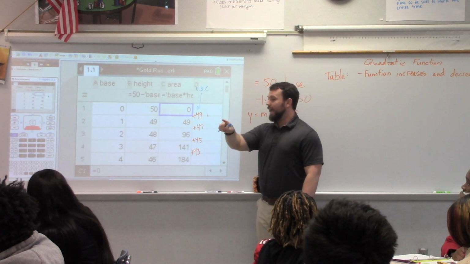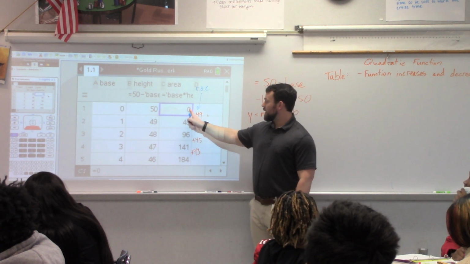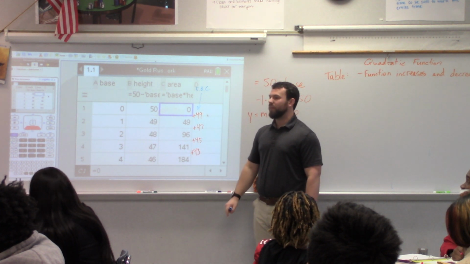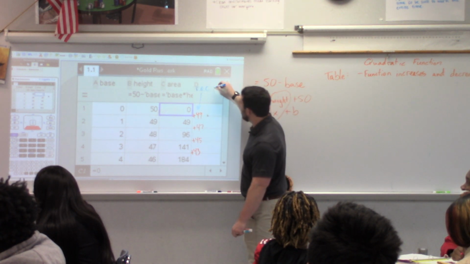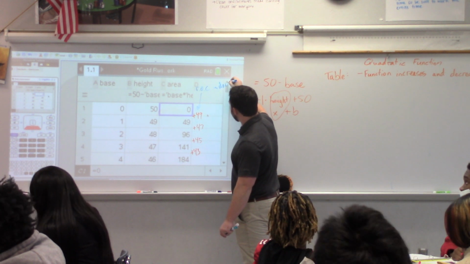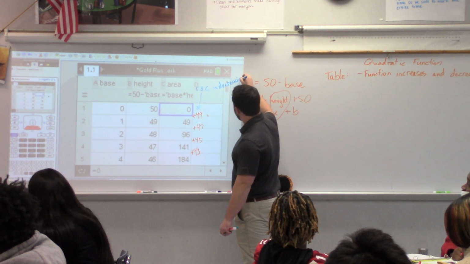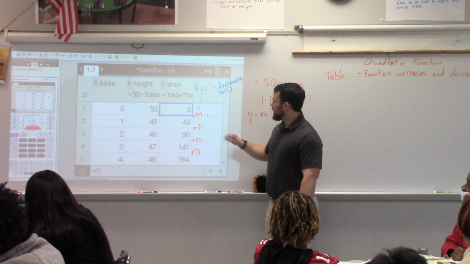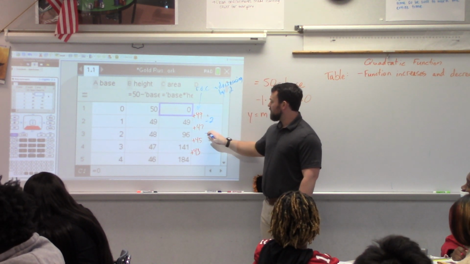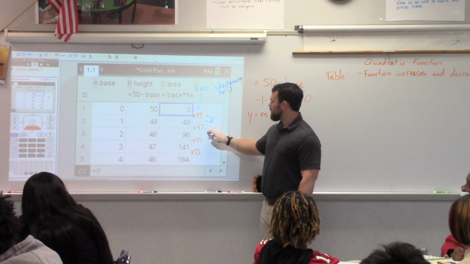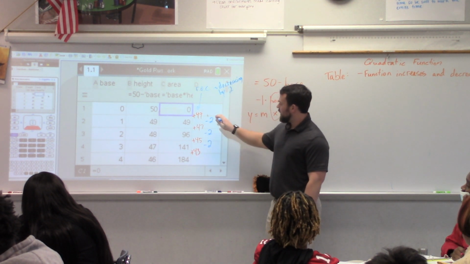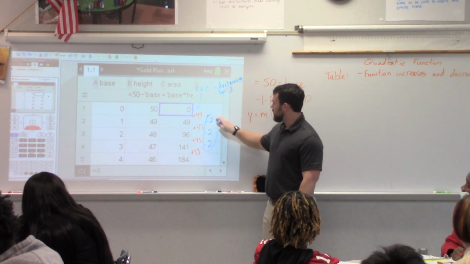Because notice the area is not constant, right? The area increases by 49, then it increases by 47, then it increases by 45. But the rate of change is decreasing by 2. Wait, so 49 minus 2 is 47, minus 2 is 45, minus 2 is 43. Wait, what is this called?